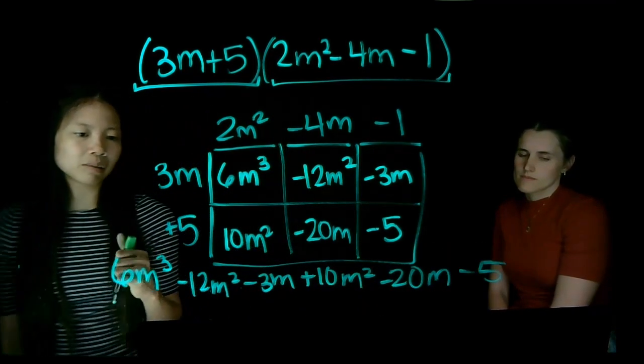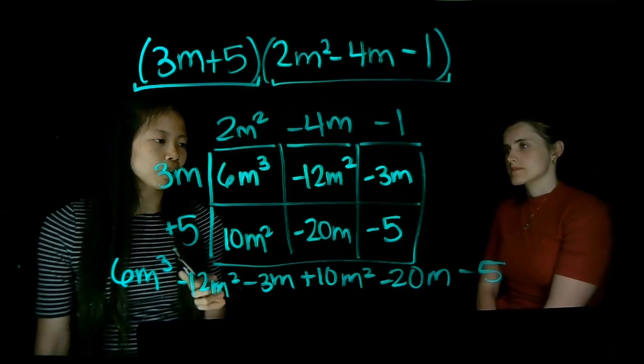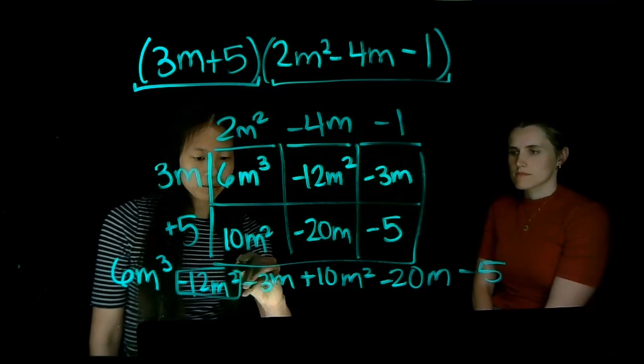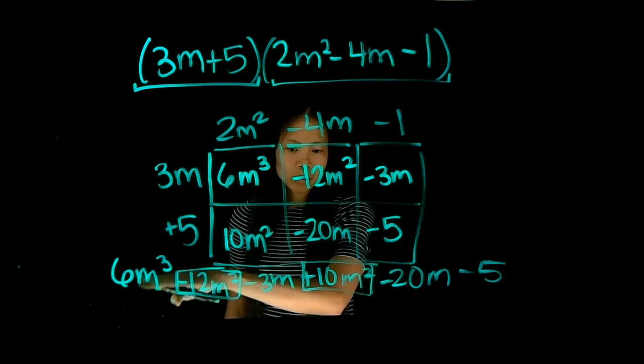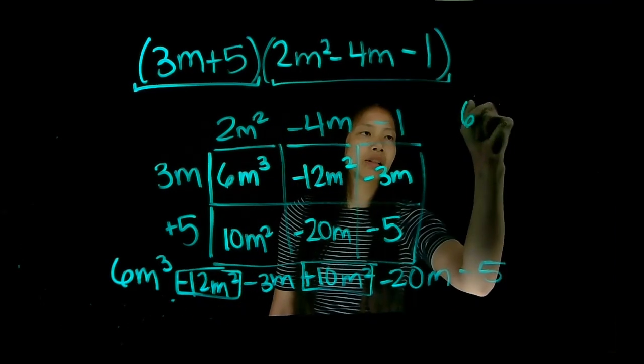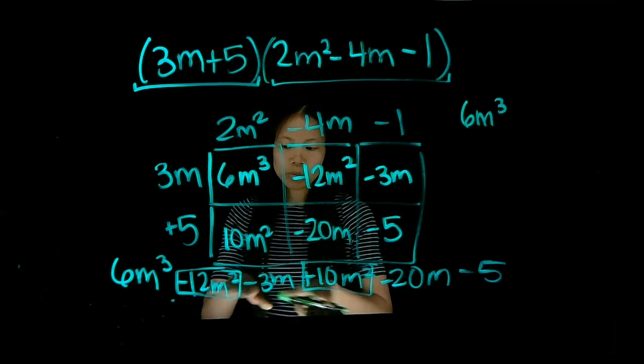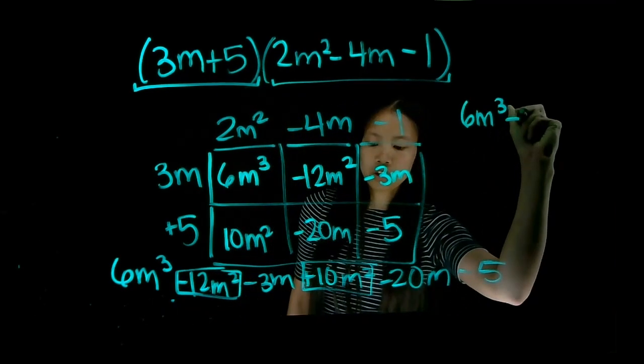You'll see on derivatives sometimes it asks you to simplify your expression or to collect like terms is the phrase they use. So I can combine my m squareds here. I'm going to leave 6m cubed because it cannot combine with anything else. We got negative 12m squared here and 10m squared. They are like terms. Negative 12 plus 10 is negative 2m squared.